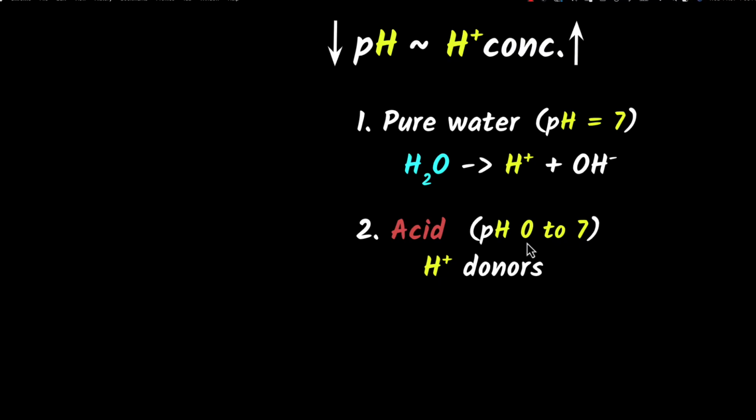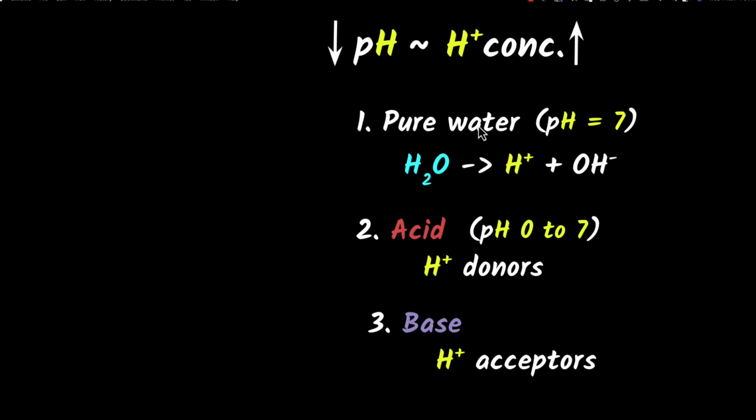If the pH is somewhere close to 0, like 0.5 or 1 or 2, that's very acidic. It means a very high concentration of H+ ions. On the other hand, if the pH is close to maybe 6.5 or 6.7, it's very low acidity. It's very close to being neutral. Makes sense, right? Finally, what about bases? What will be their pH? What is the exact opposite? Bases are H+ acceptors.